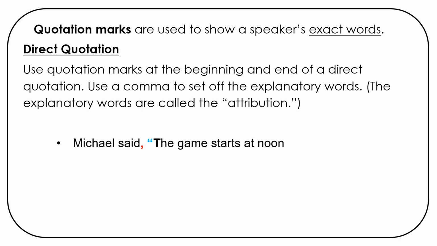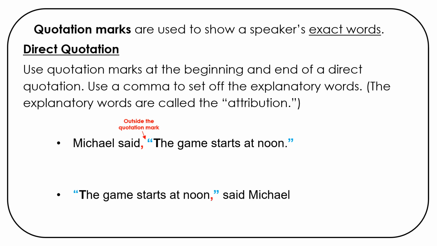Michael said, "The game starts at noon." The attribution, Michael said, is at the beginning, so the comma goes outside the quotation mark, right after said. "The game starts at noon," said Michael. In this sentence, the attribution is at the end of the sentence, so the comma goes inside the quotation mark.